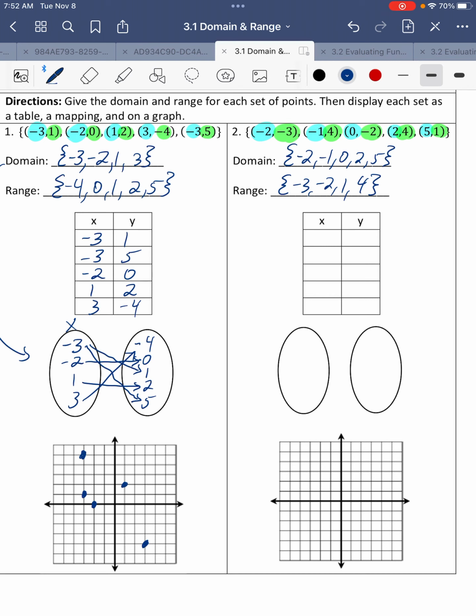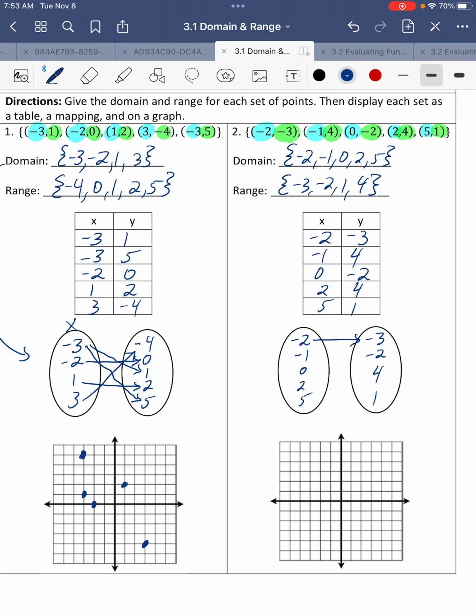When we're writing it out in a table, we just write our x values first, so it's always x, and then our y's will follow. So our x's go from least to greatest, our y's just follow what the x values are. So -2 is with -3, -1 is with 4, 0 is with -2, and 2 is with 4, and 5 is with 1. -2, -1, 0, 2, 5. I'm going to write -3, -2, 4, 1. So -2 is going to be with -3.